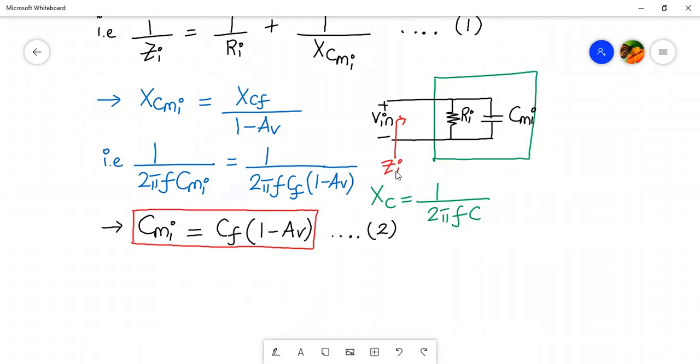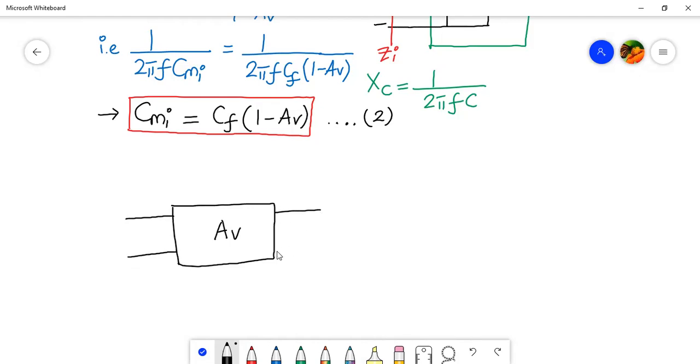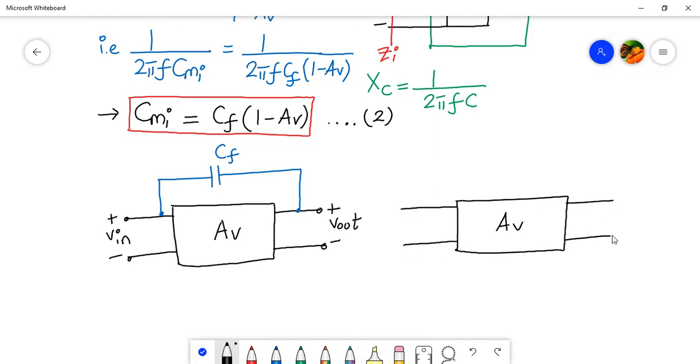So far, so good. What we have done so far is this: we have an amplifier with a gain AV, and we have the input side and the output side. These are the two ports, the input and output port. This is Vout and this is Vin. We have a feedback capacitor CF, and this feedback capacitor is converted into an input Miller capacitance. We have just analyzed the effect of CF on the input.